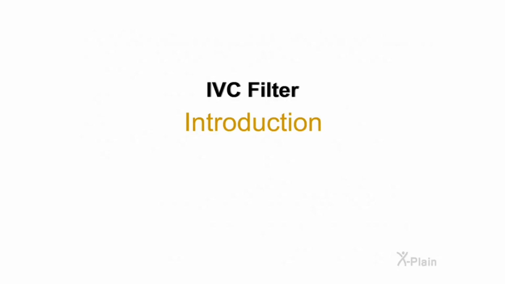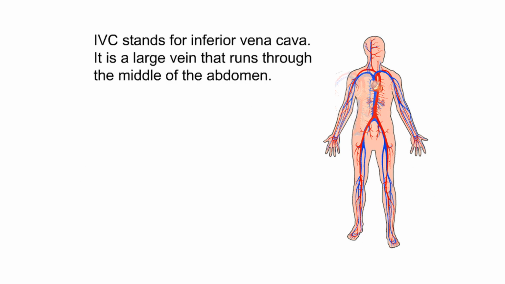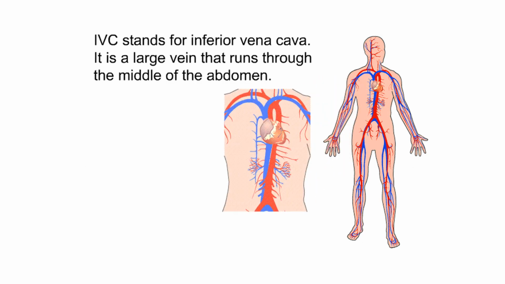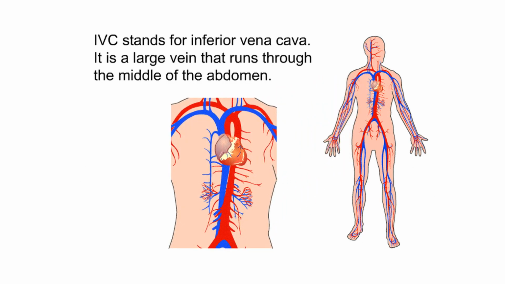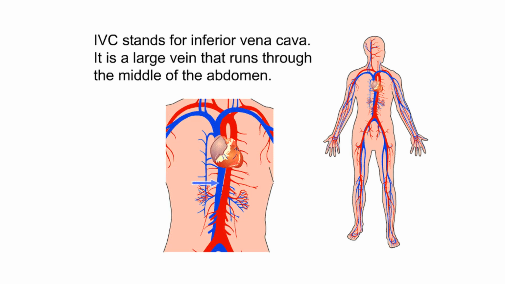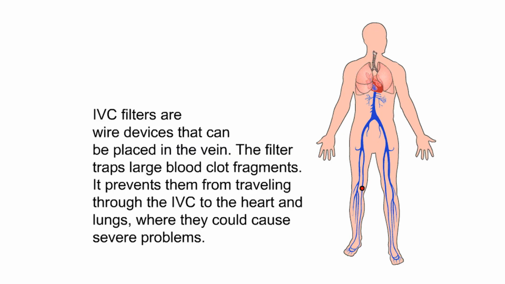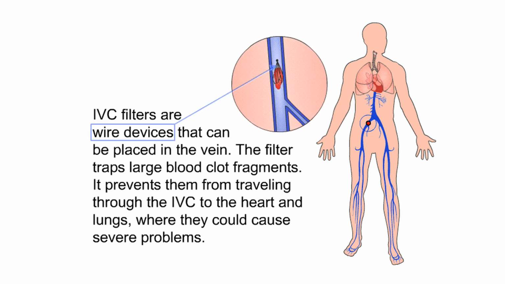IVC Filter. Introduction. IVC stands for Inferior Vena Cava. It is a large vein that runs through the middle of the abdomen. IVC filters are wire devices that can be placed in the vein. The filter traps large blood clot fragments. It prevents them from traveling through the IVC to the heart and lungs where they could cause severe problems.